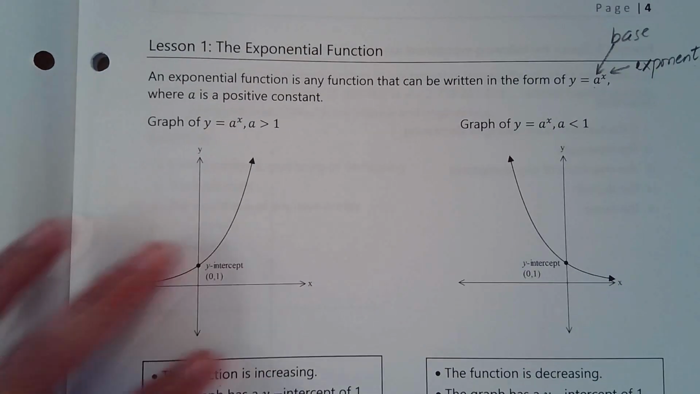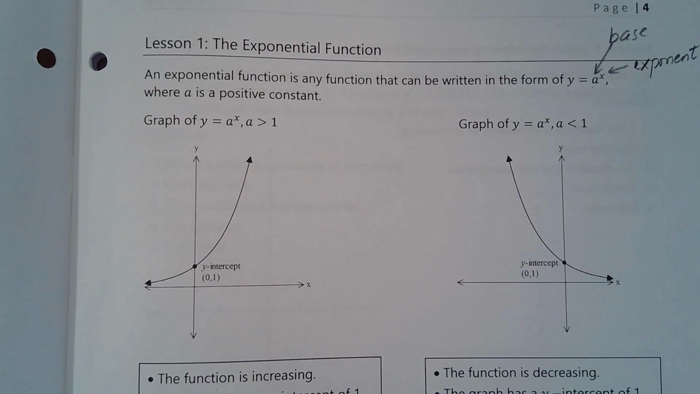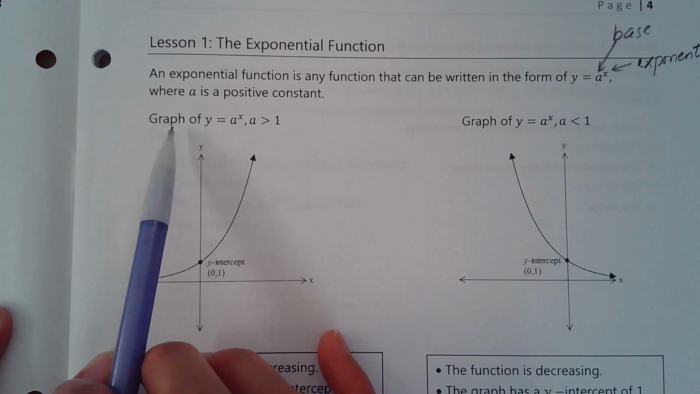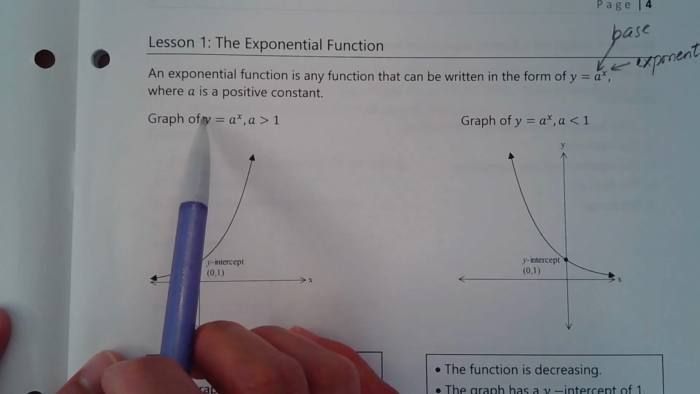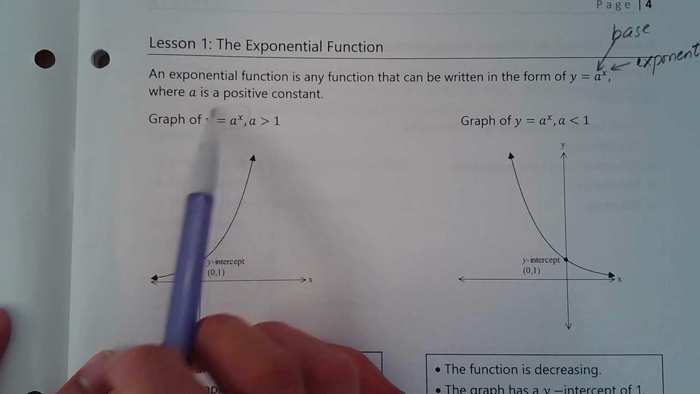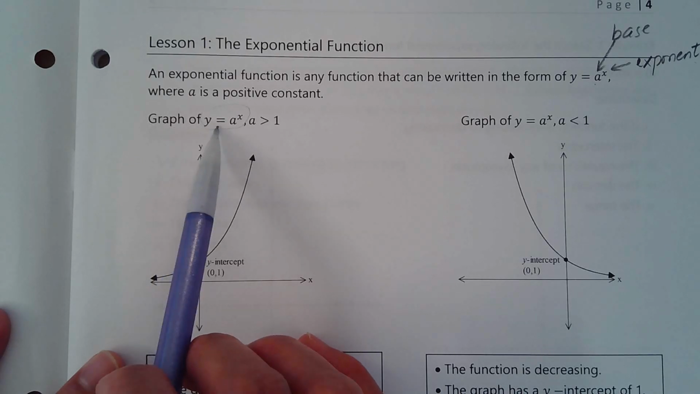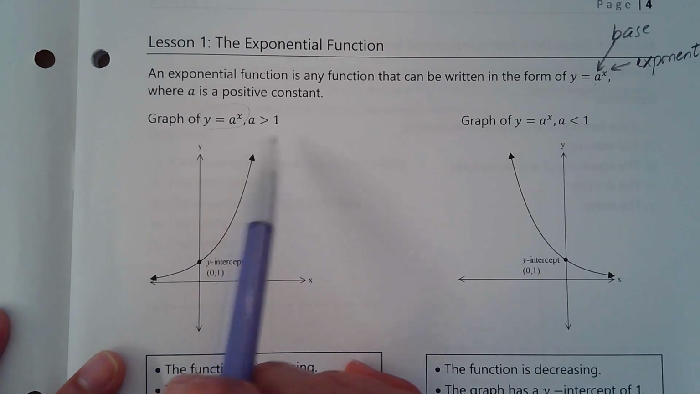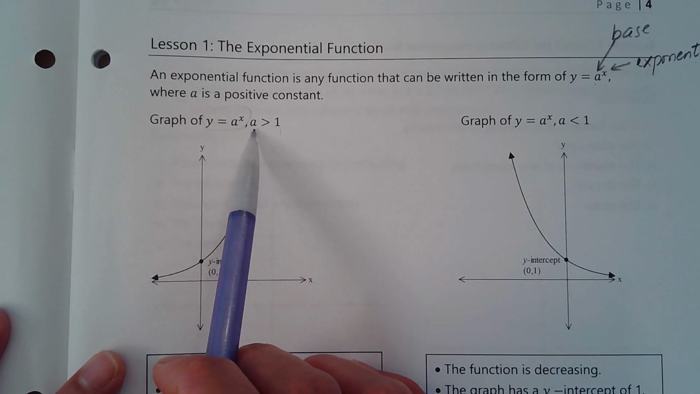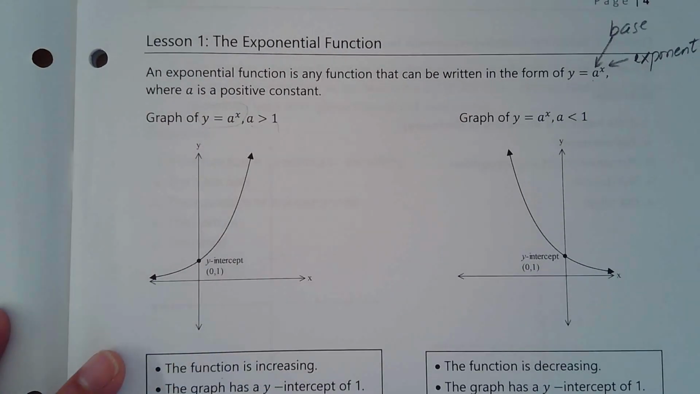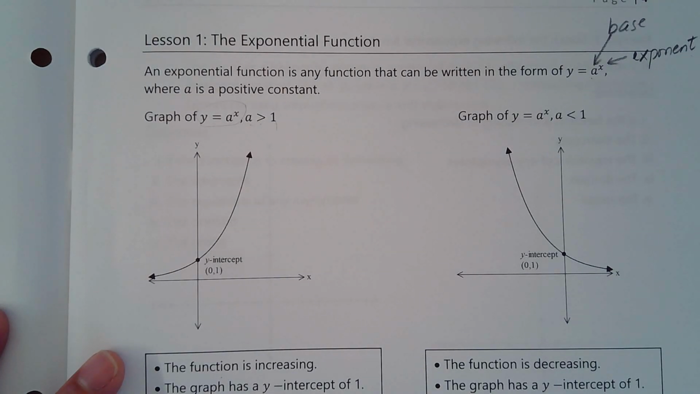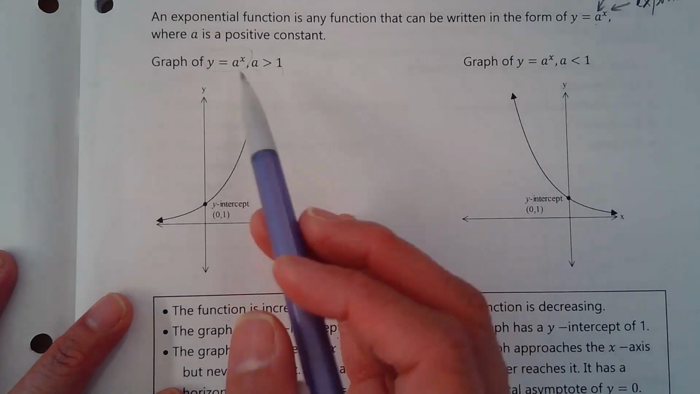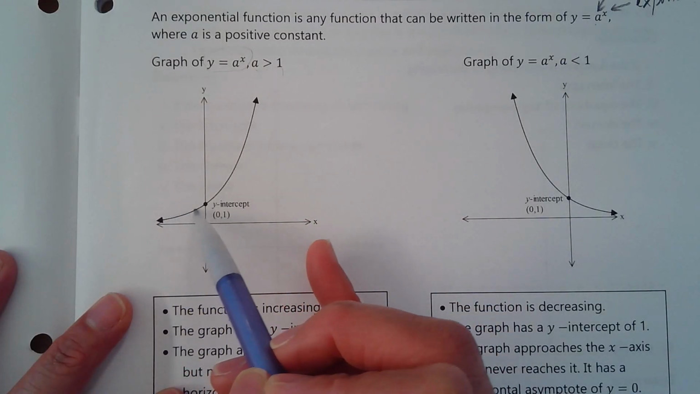Okay. Now, from the first two initial activities that we did, we graphed a similar function. We graphed y equals 2 to the x earlier. This one is a to the x. But here, a is greater than 1. So anything that's greater than 1, what does that look like? It's going to look like this.